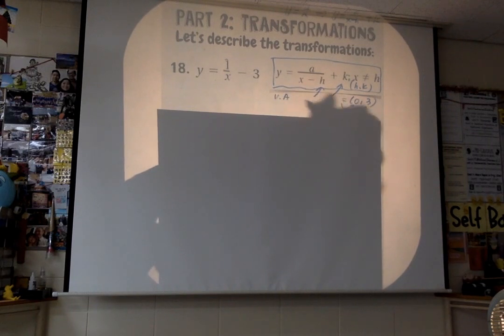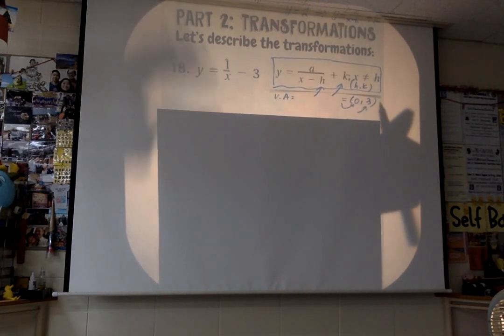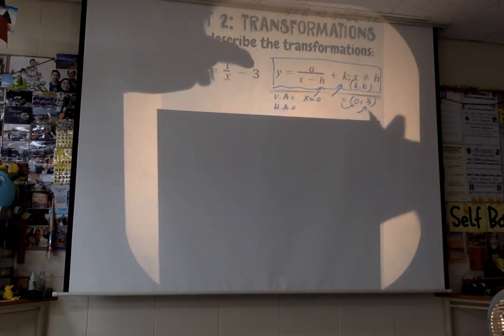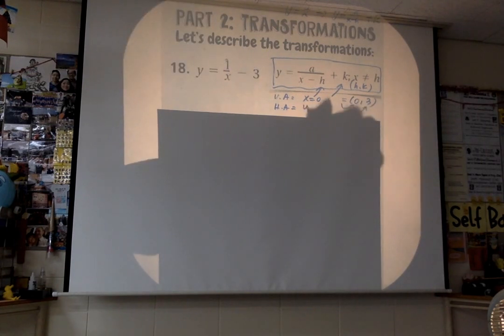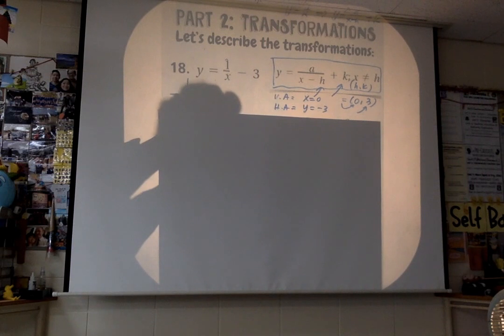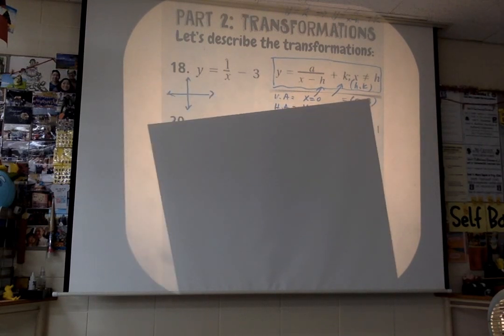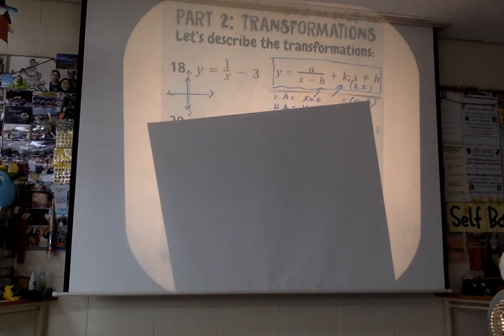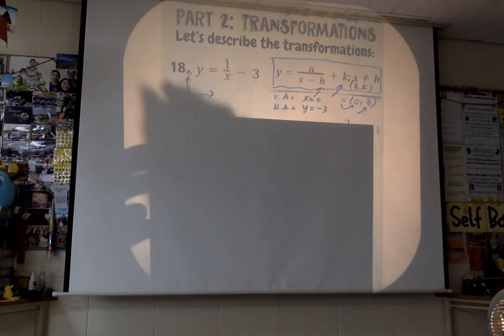Our vertical asymptote, which means what's the x value that it cannot be? It's 0. And horizontal asymptote, what's the horizontal value that it cannot be? It's negative 3. So y is equal to negative 3. Okay? So write that because this is what it really means. If we were to sketch this, we start with the asymptotes. X equals 0, like this. That's our vertical asymptote. And y equals negative 3, that means 1, 2, 3, and there it is.